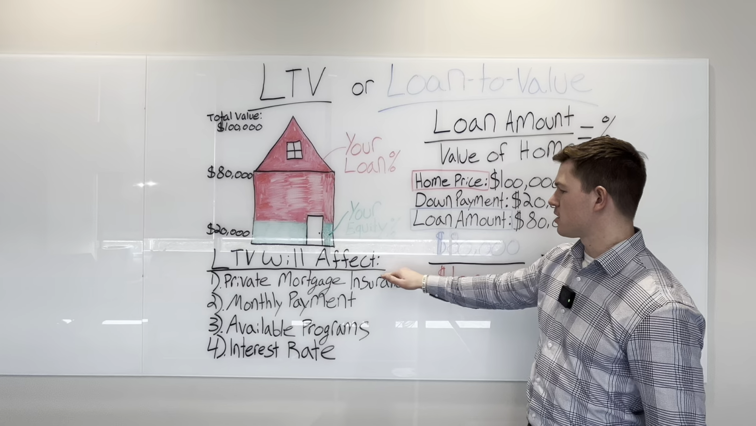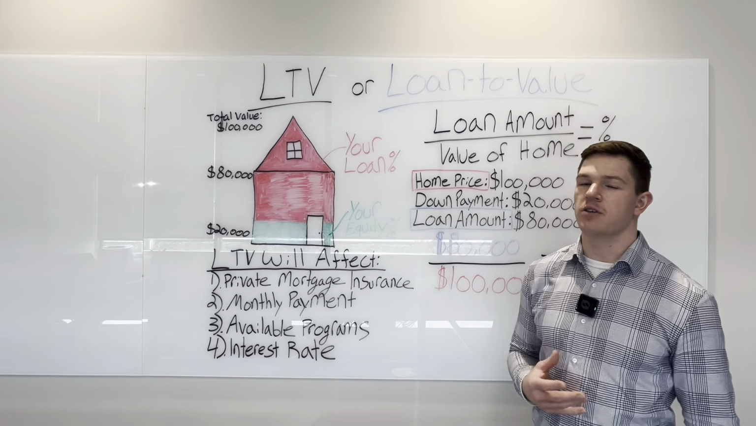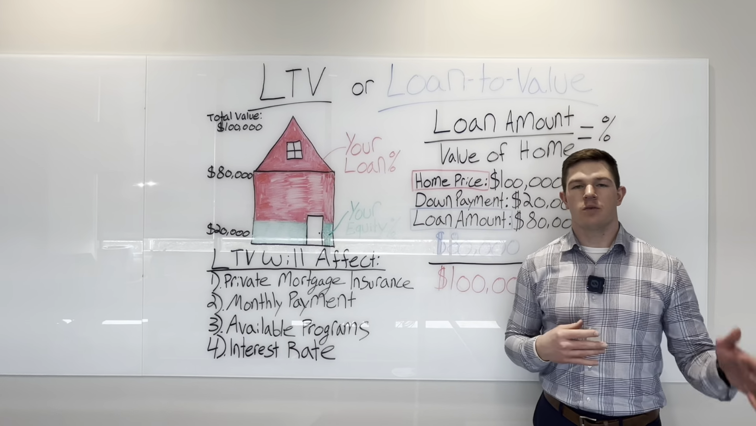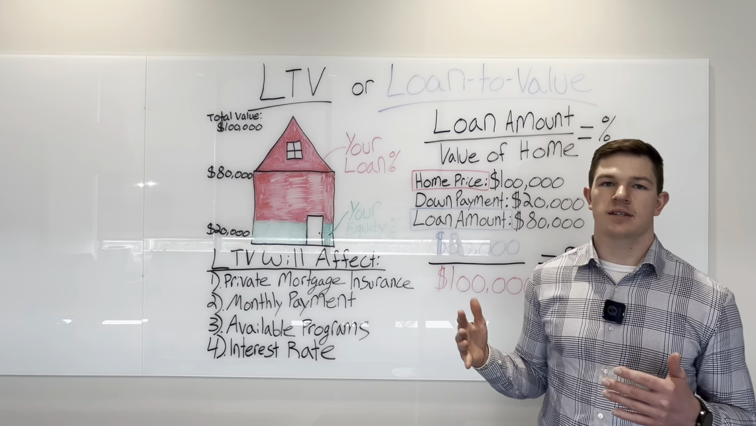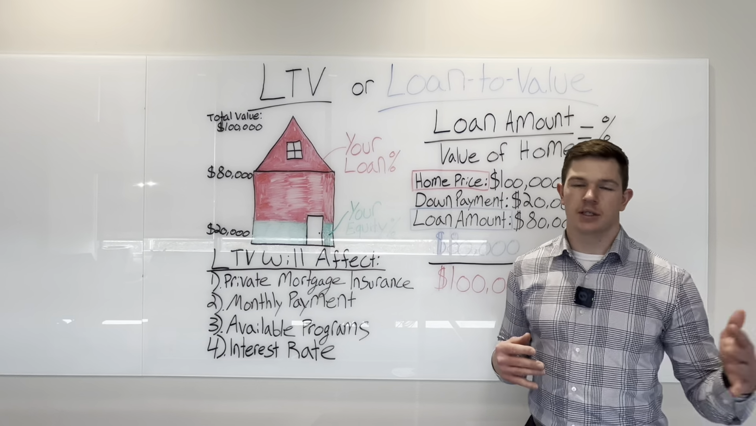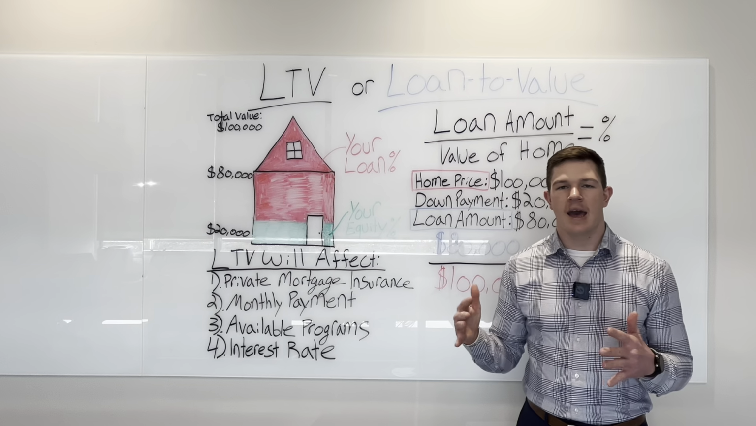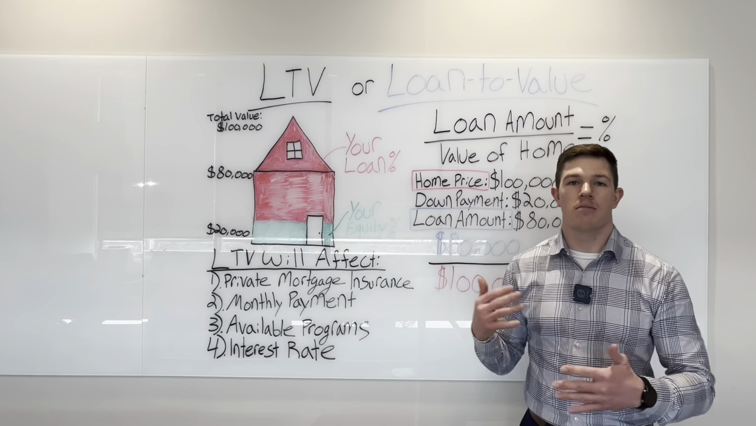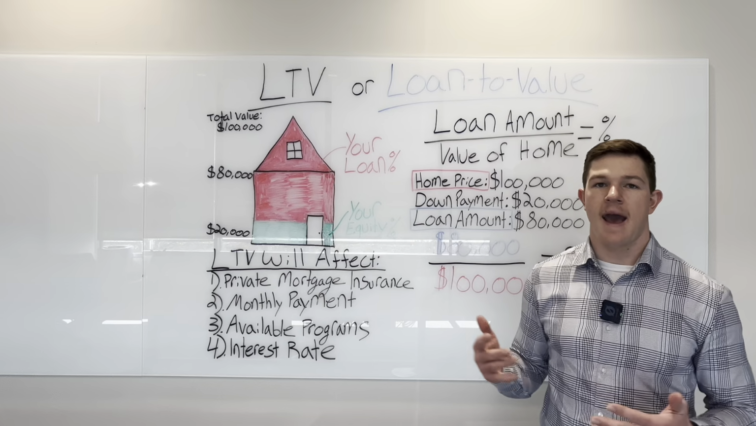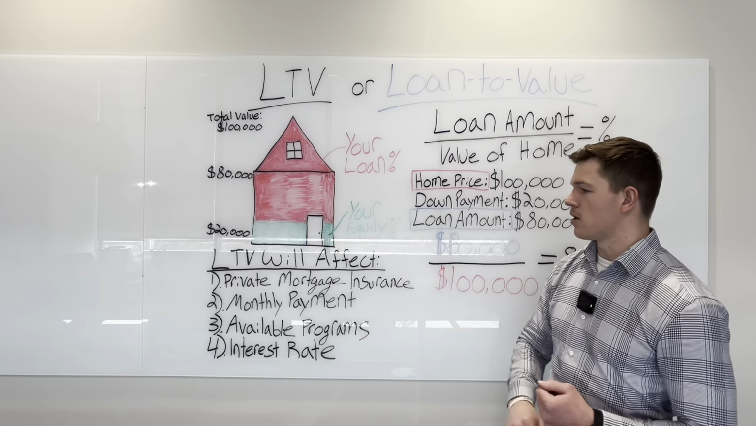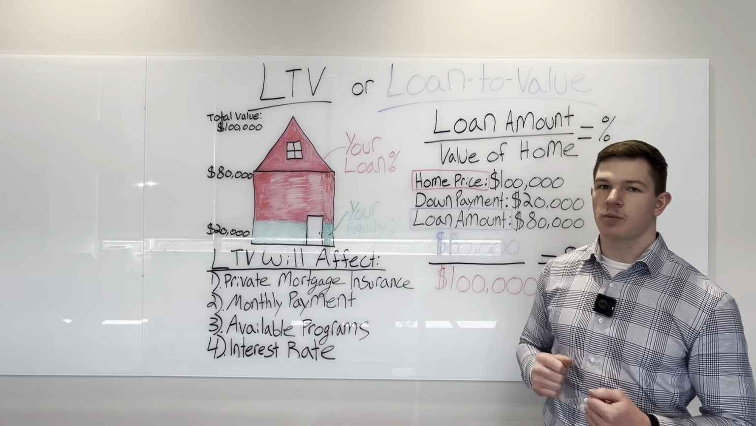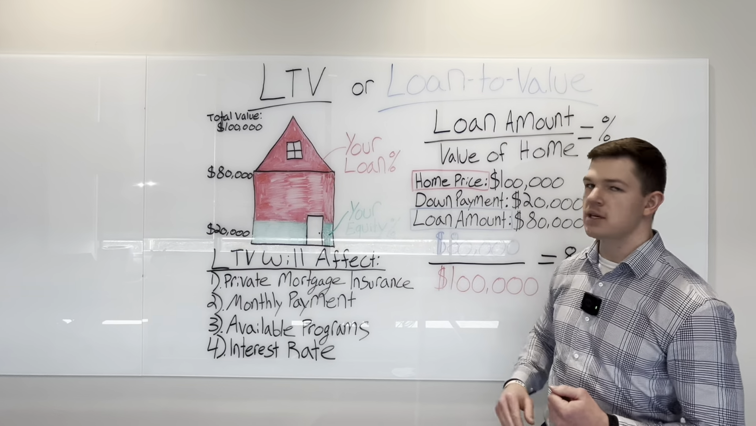But this is a huge factor you want to look at with your loan to value. If you're putting down anywhere between 0 and 20%, if you're using one of those low down payment programs, you're going to have mortgage insurance. That's a monthly payment that's going to go into your overall monthly payment, so you want to look out for that. If you're putting down less than 20%, you're going to get hit with PMI.